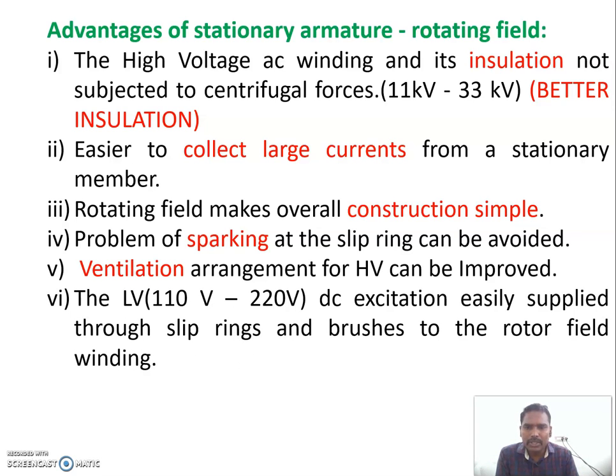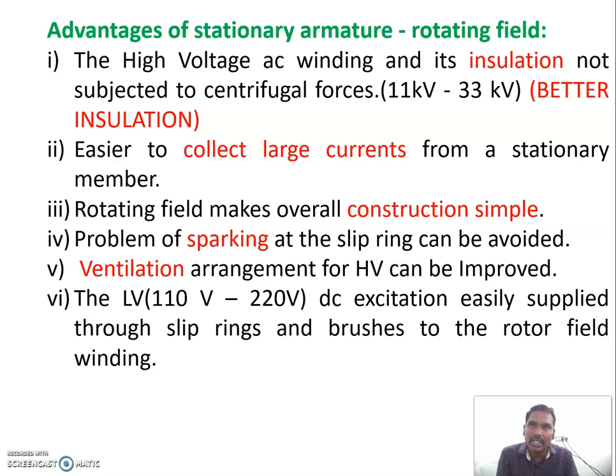Then next one is low voltage coil. DC excitation is easily supplied through slip rings and brushes to the rotor field winding. So this is another important thing. DC excitation means we are giving a separate DC supply to the field coil to excite it, so that the field winding behaves as a magnet. Then only it can produce magnetic flux. That thing will be different. So for giving DC supply to the field coil, we need slip rings and brushes arrangement.